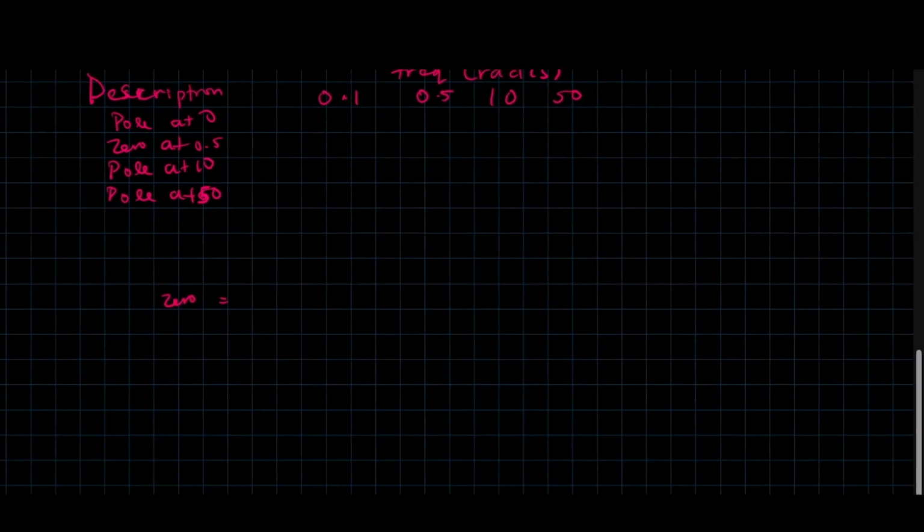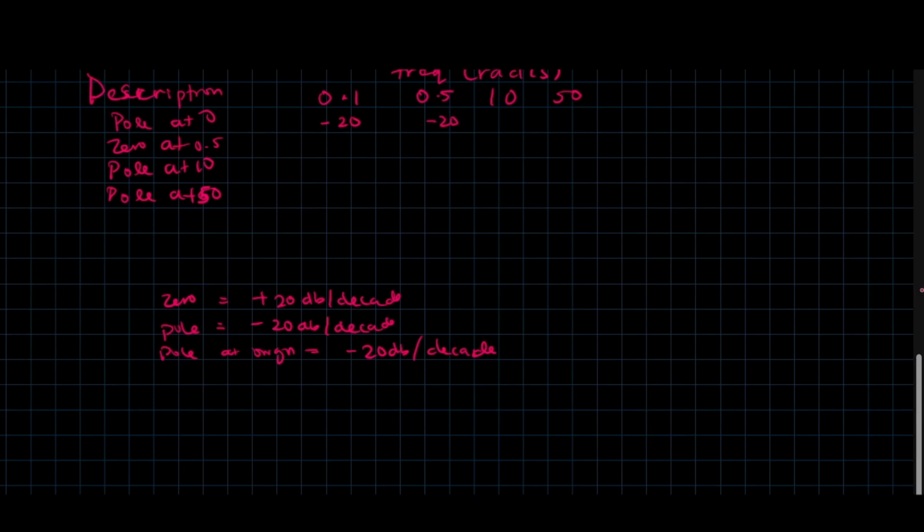Zeros have a certain effect on slope. They add plus 20 decibels per decade to a slope, and poles add negative 20 decibels per decade. For a pole at the origin, it adds minus 20 decibels per decade starting immediately. So we're just going to assign them here. For a pole at 0, this will contribute a value of minus 20. This will be minus 20, minus 20, minus 20. I'll explain shortly. For this particular one, this one is going to be 0.